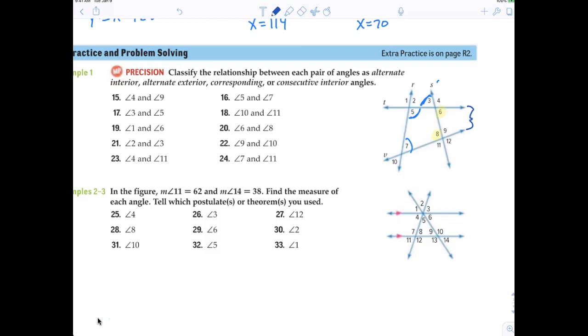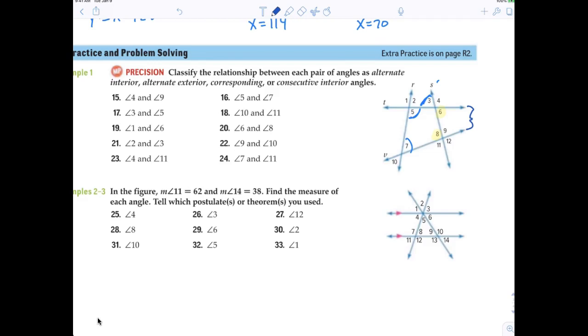Very good. Corresponding, one is on the exterior and one is on the interior. Consecutive interior means they're both on the inside. All right? Are we on 9 and 10? Angle 9 and 10 are alternate exterior. Yes. And like I said, that's confusing because of that fourth line. All right, 4 and 11. Alternate exterior.